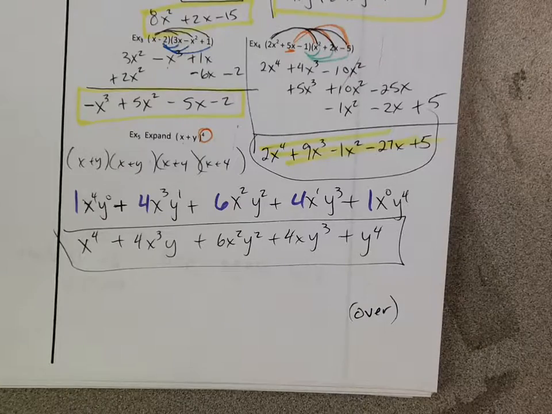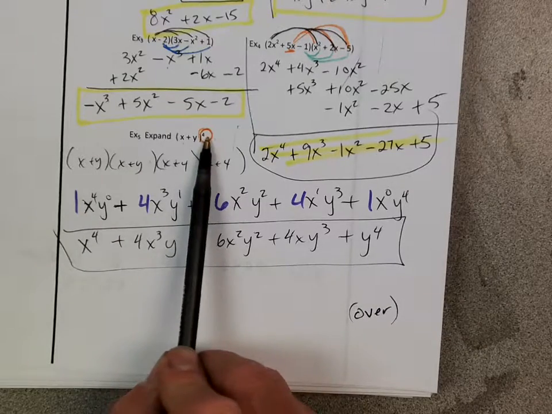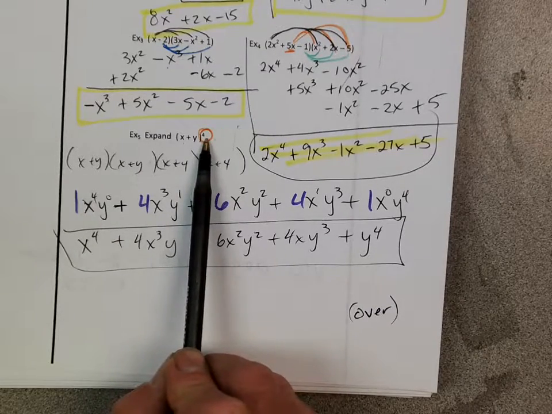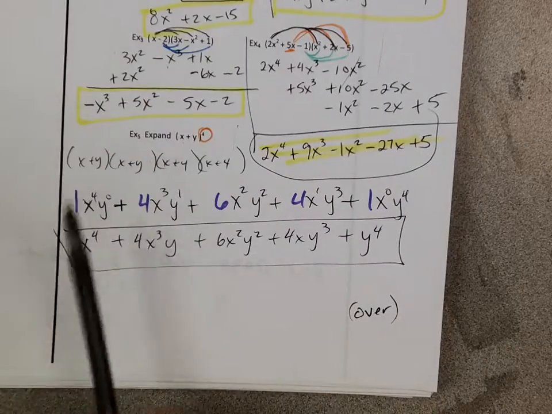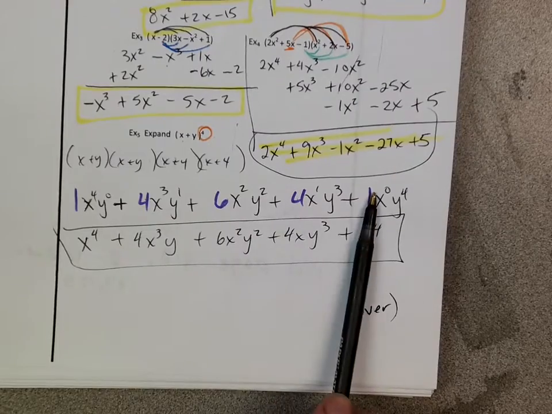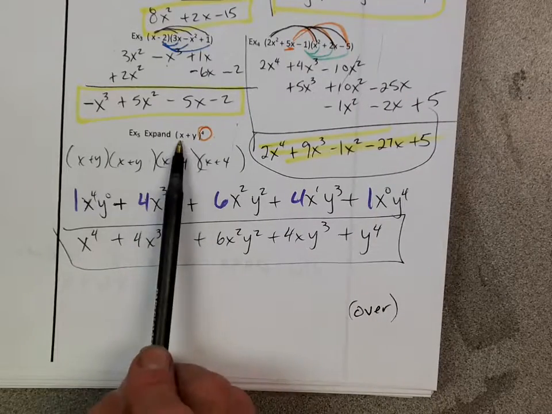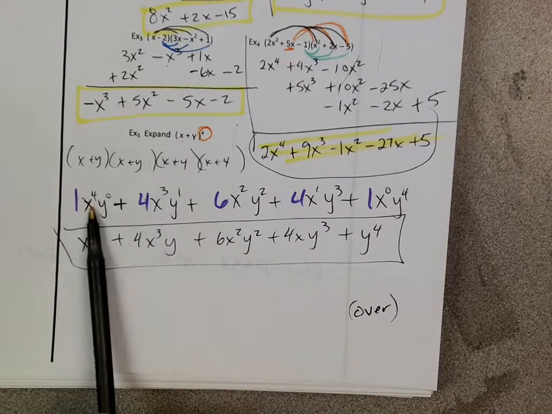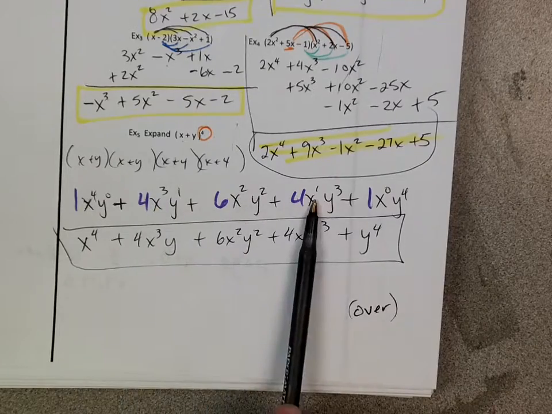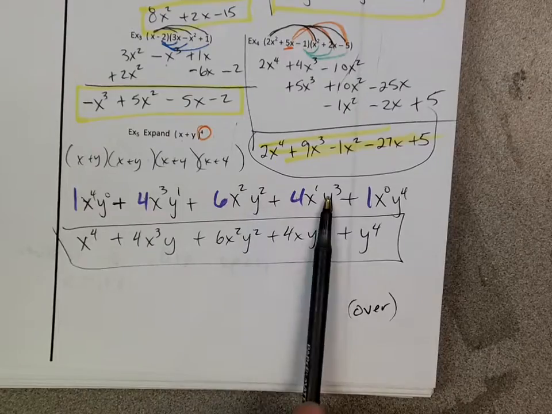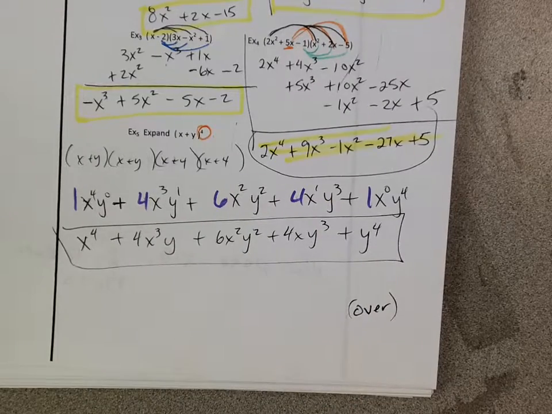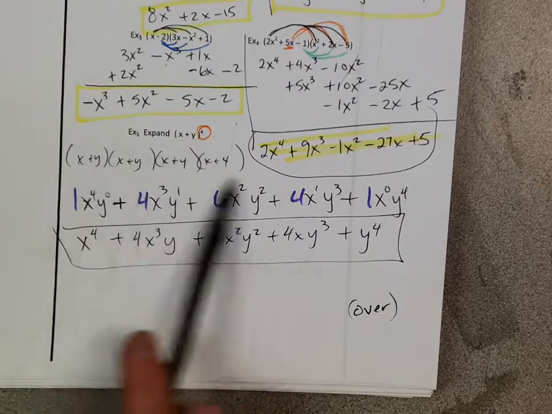One more time, what did I do? 4th row, because of the x to the 4th. 4th row of Pascal's triangle. 1, 4, 6, 4, 1. Then I let my exponents go x4, x3, x2, x1, x0, took my y's, y0, y1, y2, y3, y4, boom. There's the answer. Oh my goodness, so much better than multiplying this out, okay?